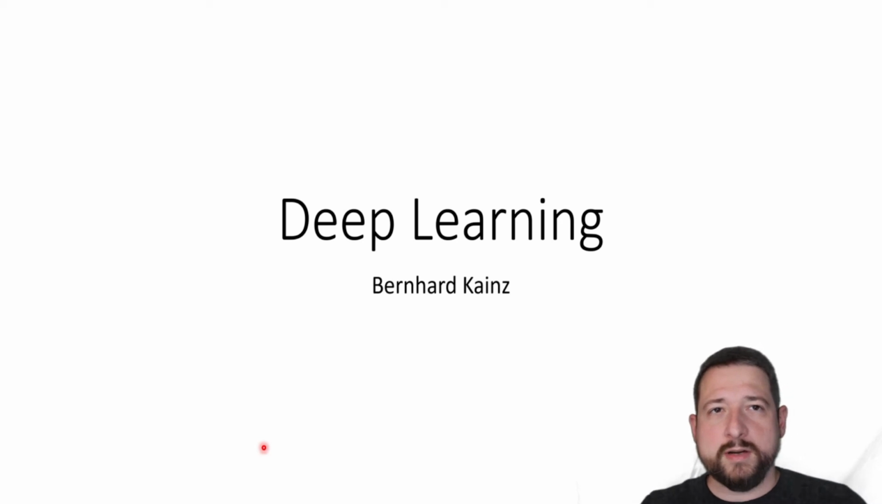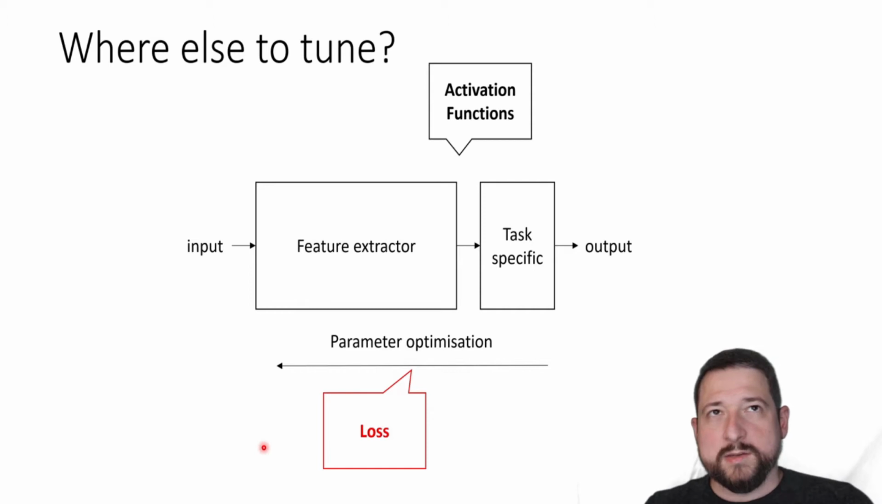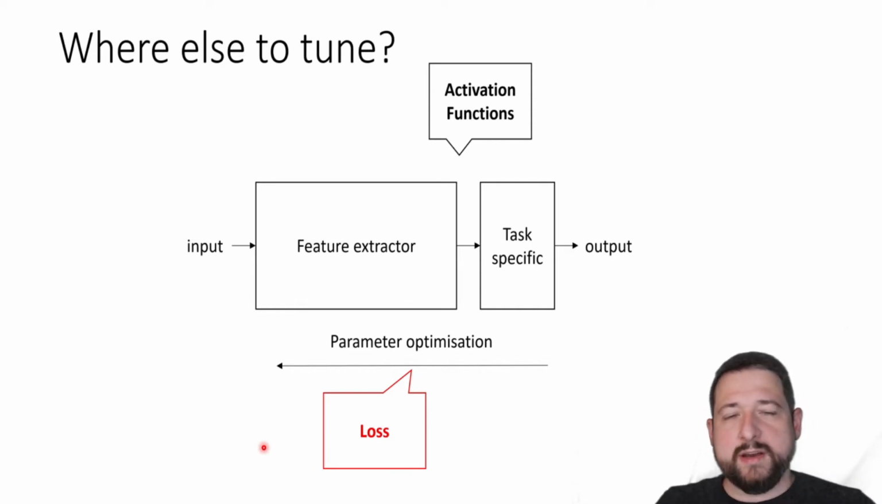So let's talk about loss functions. So where else can we tune? Activation functions, okay. Depth of network, okay. Now let's look into how to actually compute the error.